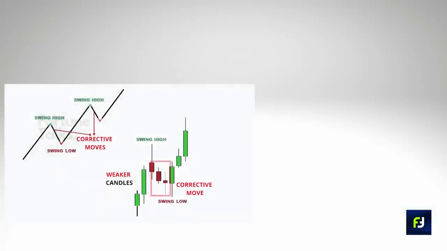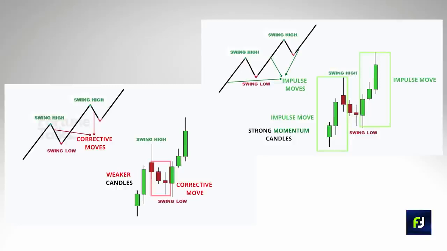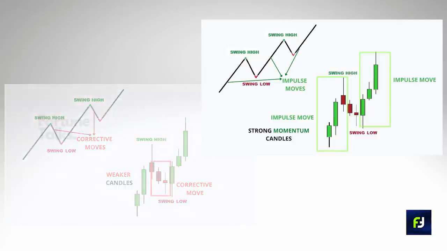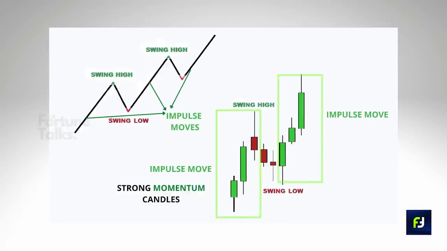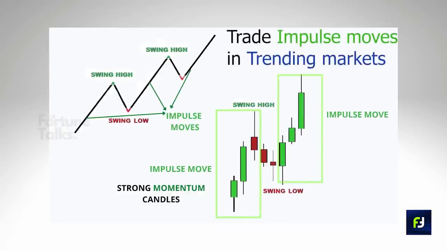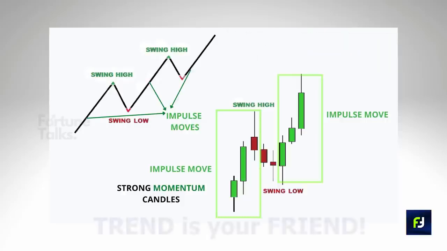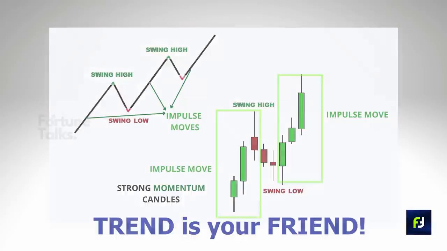So by now, you might have the realization that the corrective moves are weak moves opposite to the existing trend, while the impulse move happens in the direction of the trend and is generally a series of stronger candles. This is the reason why we should trade the impulse move during a trending market so that the probability of profit is high. This is the reason why trend is your friend.